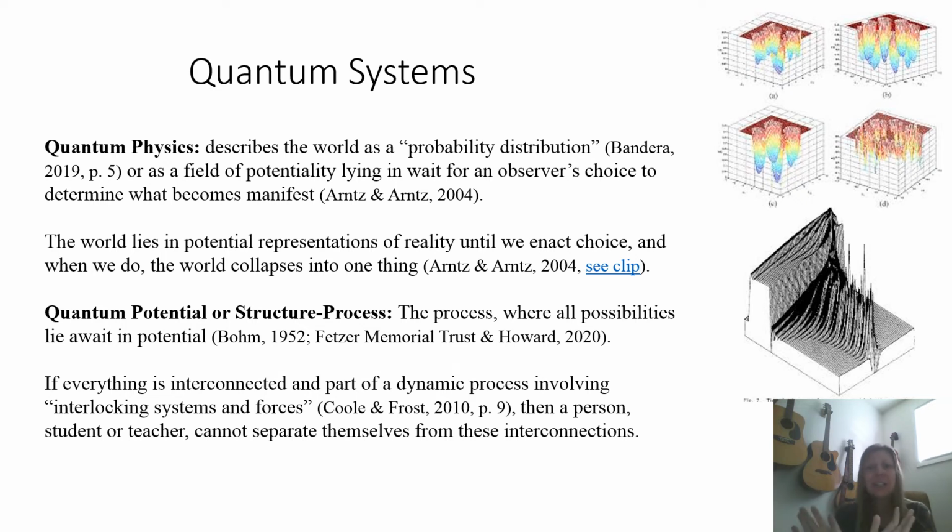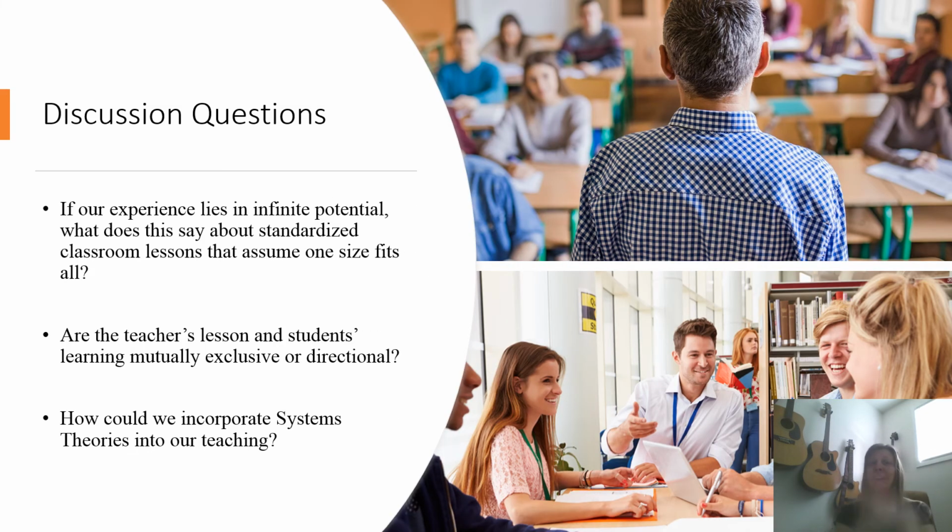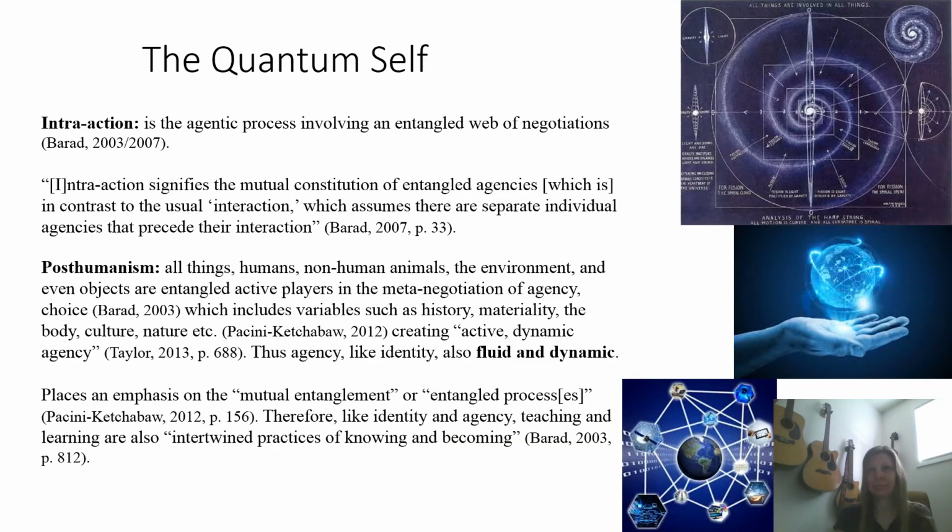If everything is interconnected and part of a dynamic process involving interlocking systems and forces, then a person, a student, or a teacher cannot separate themselves from these interconnections. Therefore, if our experience lies in infinite potential, what does this say about standardized classroom lessons that assume one size fits all? Are the teacher's lesson and the student's learning mutually exclusive? This brings us to the quantum self.